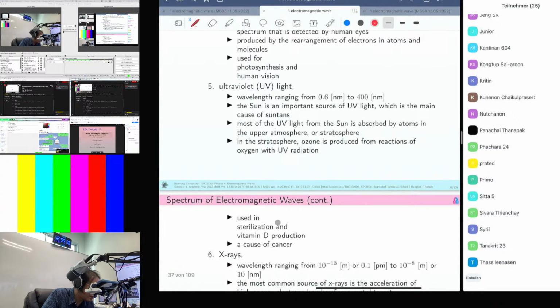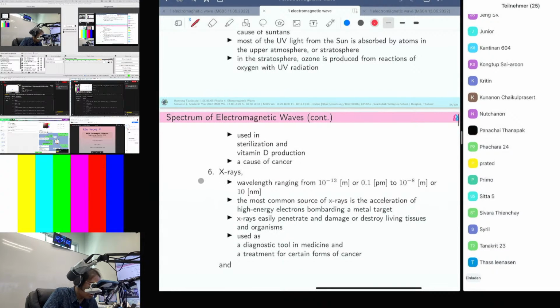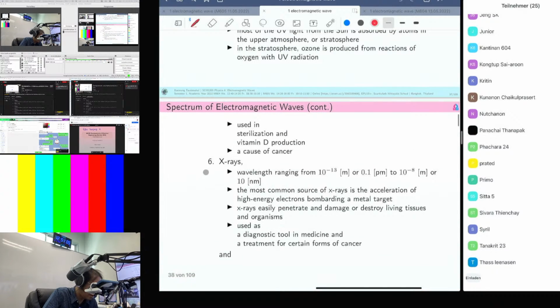Ultraviolet is used for human on Earth in sterilization, in order to keep some milk to last longer, and it's used also for vitamin D production in the human body. And unfortunately, the ultraviolet light is a cause of cancer. And now we arrive at almost the last type of the frequency band of electromagnetic waves.